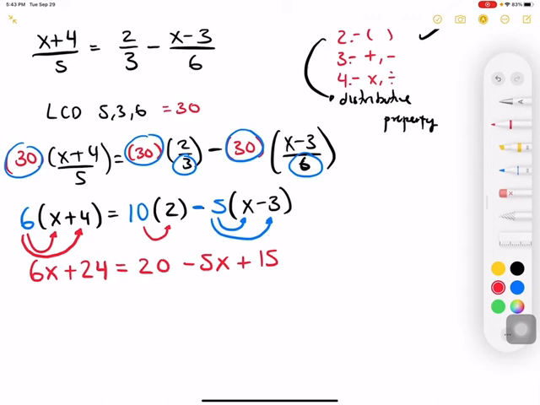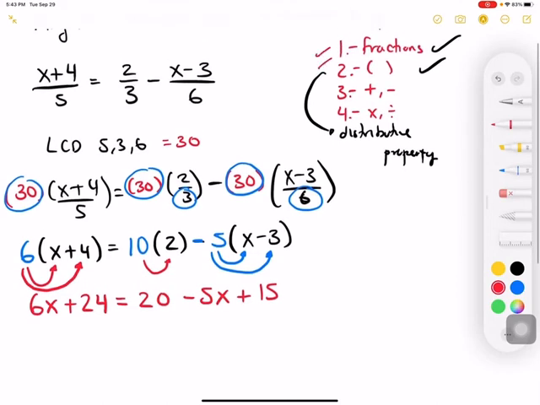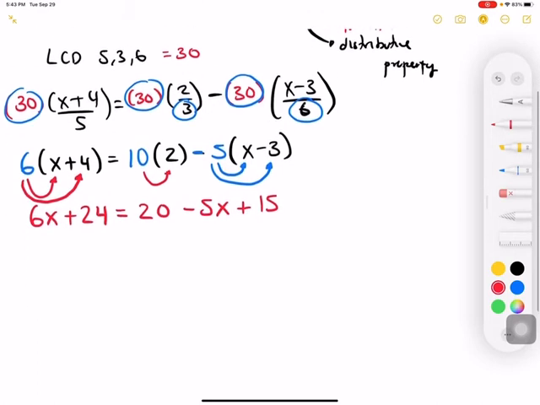Now at this point, every single time that you do one of these steps, 1, 2, 3, or 4, you have to combine like terms if there's any to combine. Okay, if you can combine anything in there, go ahead and combine it.